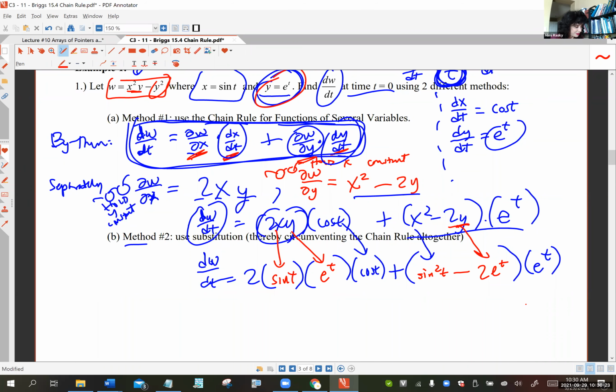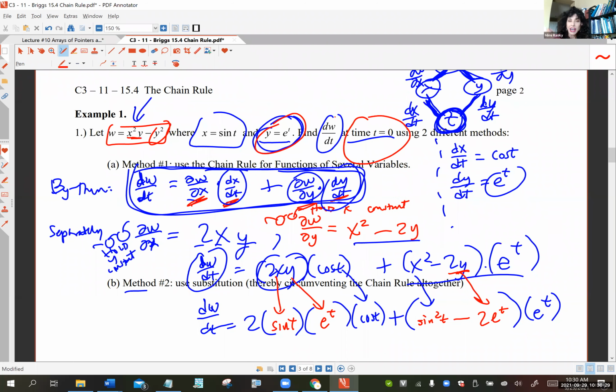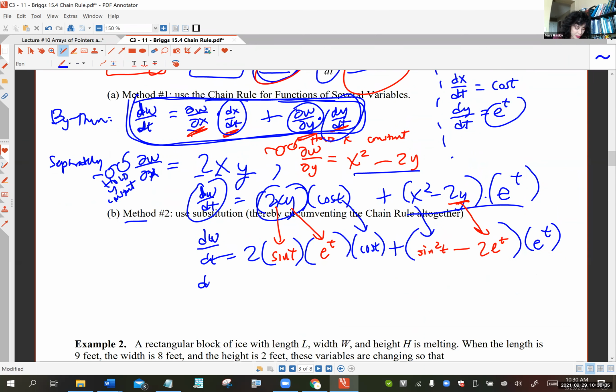Well, yeah, just leave it. I could clean it up, but they did tell me just evaluate it at t equals 0. So I'll skip the cleanup since they just want dw dt at a certain value. So I want to do this notation: vertical bar, and at the bottom put t equals 0.